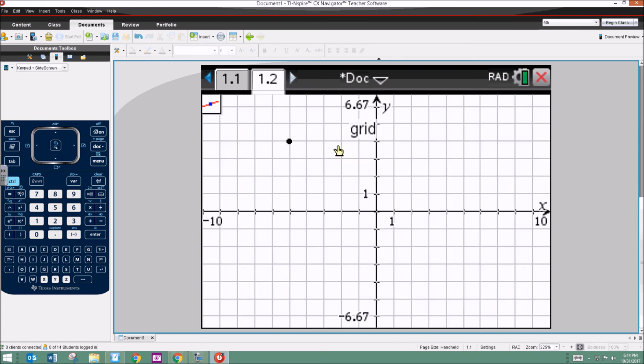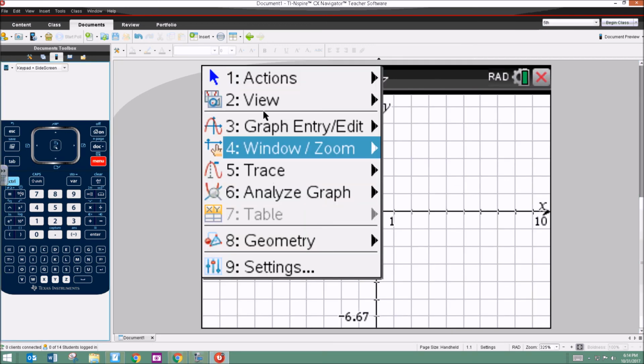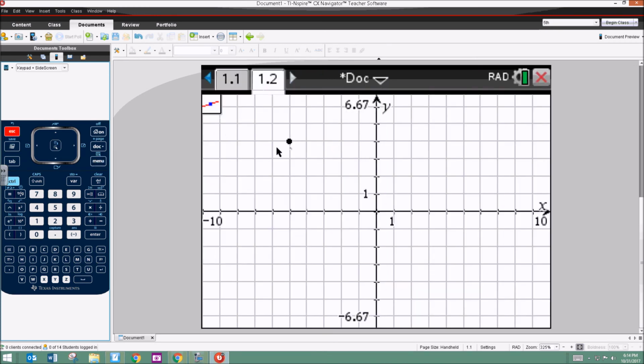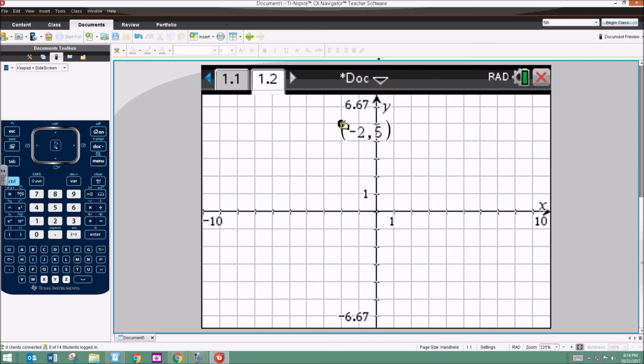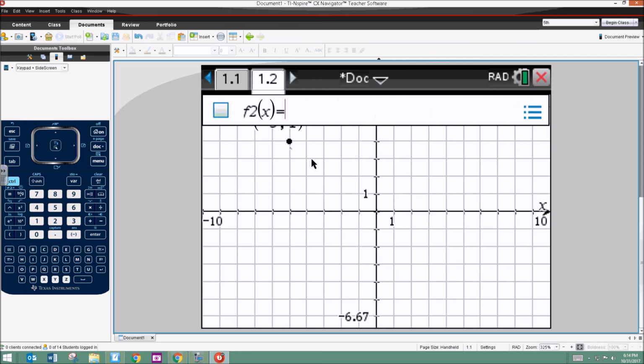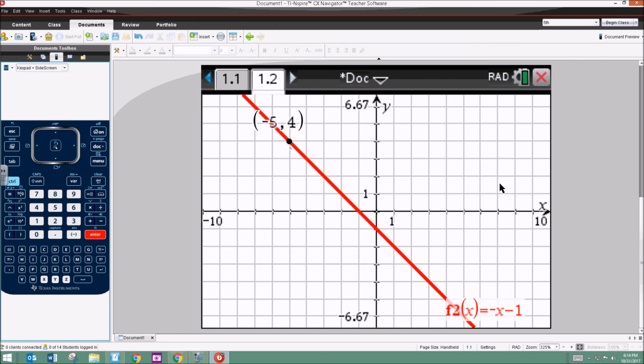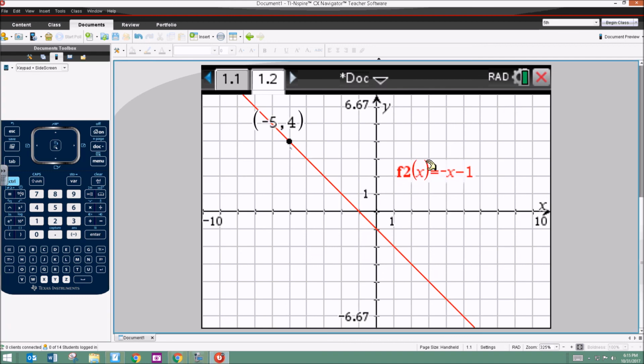Just to make sure we got the point, the Inspire tells me that that is the right point. Yep, negative 5, 4. So what is the equation of the line? Let's type in the equation. We said that it was negative x minus 1. If we did this right, that point will be on that line. And of course, it is. And you can tell that this line has a slope of negative 1. So it looks like we did well there.